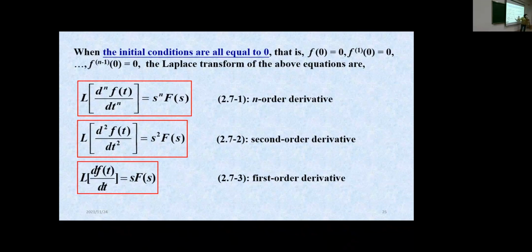Take the n-th order derivative of f(t). Then the Laplace transform for this under this situation will be s^n times F(s). And how about the second one? Just s squared times F(s). And the first order, just s times F(s). Those extra terms can be zero. So most of the time, we just face this situation.